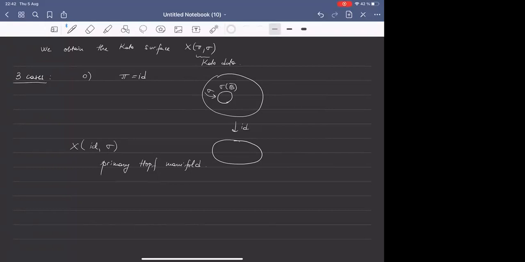The first particular case would be, so now at this point we have actually two cases to distinguish between. It depends where sigma of zero lands. So let's say that if sigma of zero lands outside the exceptional divisor, so now we are in the case when pi is not the identity. So we performed our blow up. This is our blow up. We take our holomorphic embedding, but let's say that sigma of zero is somewhere here. It's not on the exceptional divisor. So if it's not, what we obtain, X pi and sigma, is a blown up primary Hopf manifold.